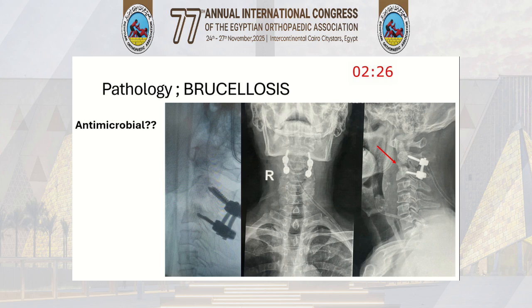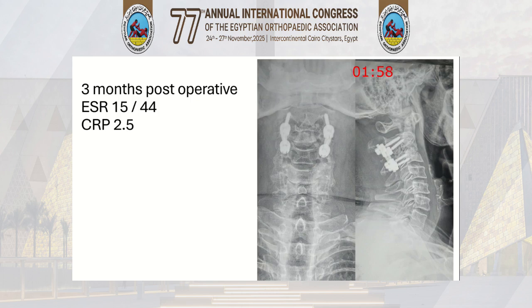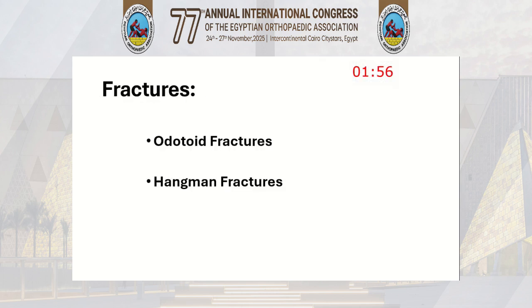This is one of the patients in which I had a vertebral artery injury when I was putting one of these screws. I put this short screw, the first one, and then on the other side I said enough, I put a pars screw, not to go further. Is this common for brucellosis? And this is after 3 months. And I left the fractures to Professor Ashraf Ismail, odontoid fractures or hangman fractures. It's not my work. Thank you very much.